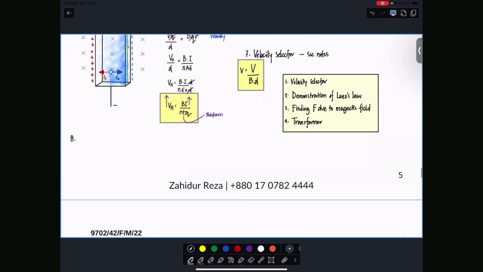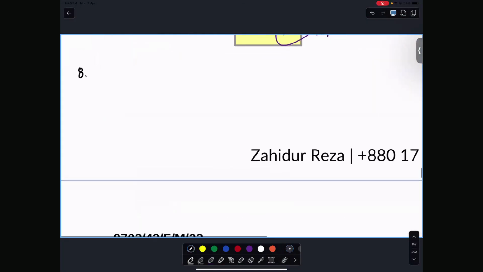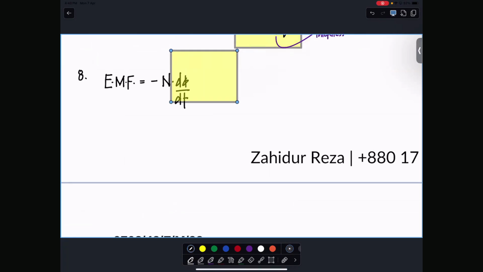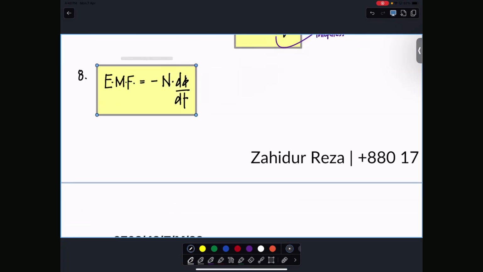Okay, last equation. Well, there's one more equation left in the entirety of magnetism. What is it? Yes. Well, the whole topic is basically the equation. EMF induced is equal to what? Minus N d phi by dt. What is this? What is this called? Faraday's law of electromagnetic induction, right?